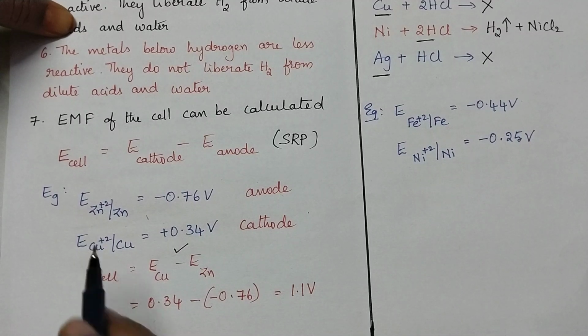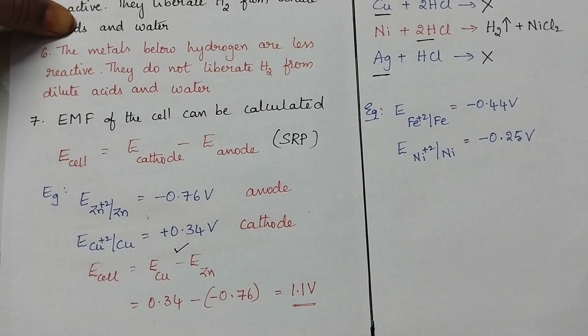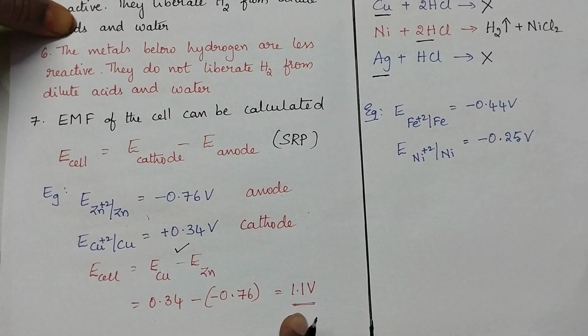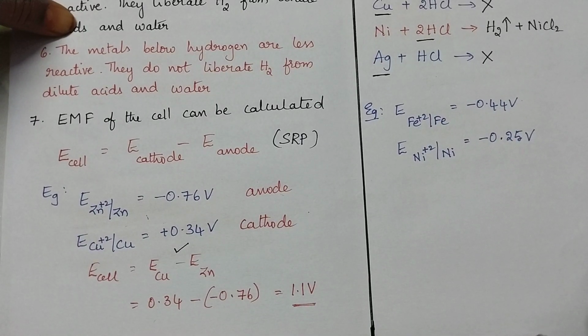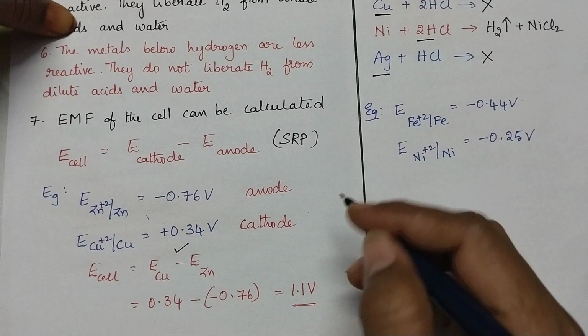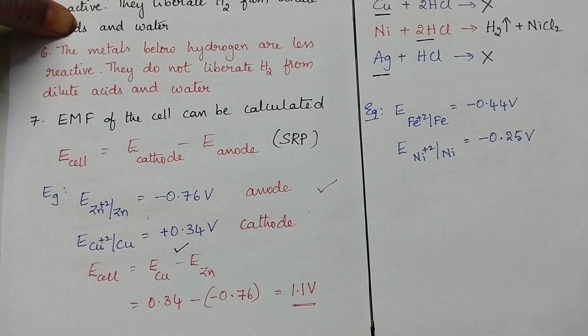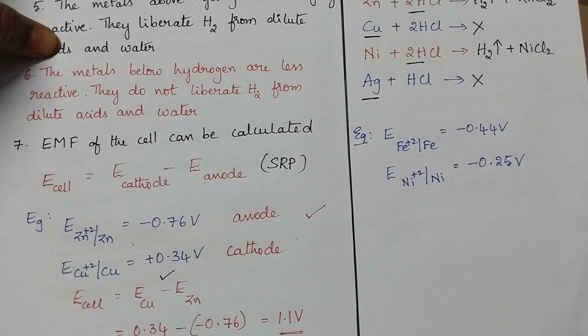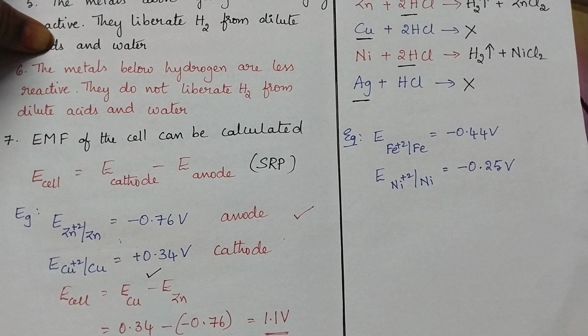If the EMF of the cell is positive, we can predict that the reaction is spontaneous. Clear, students? So, if the EMF of the cell is a positive quantity, then the reaction is spontaneous. The reaction takes place. In a similar way, we can also consider one more example.